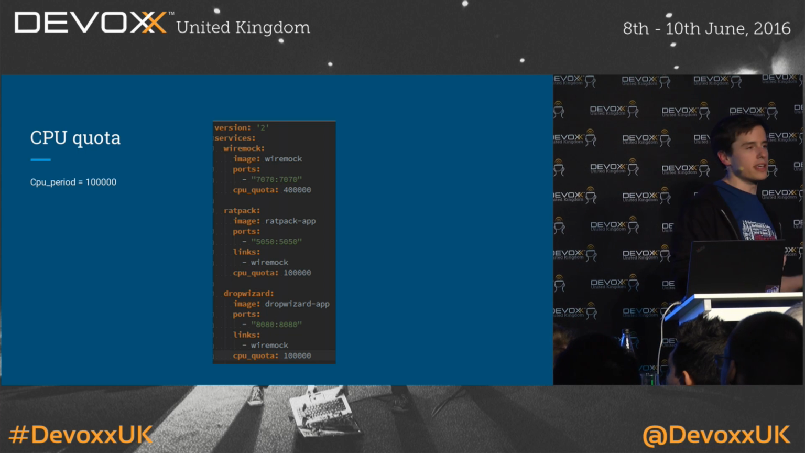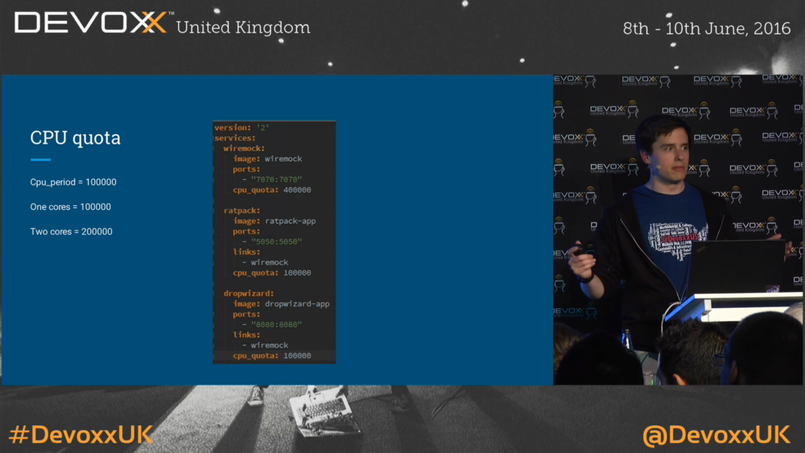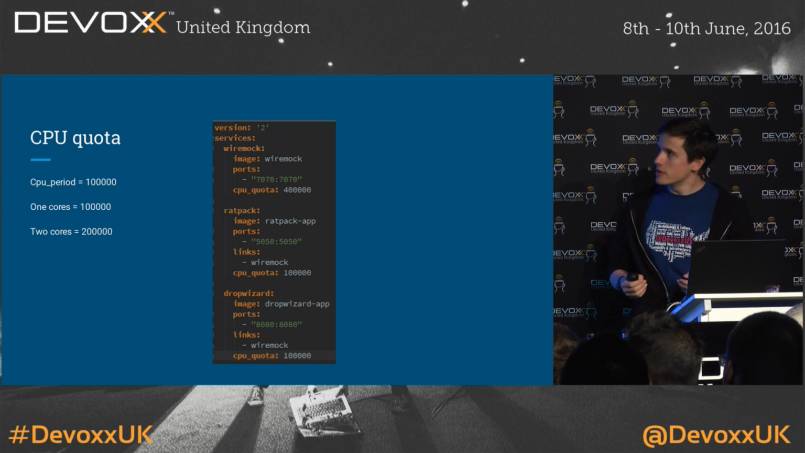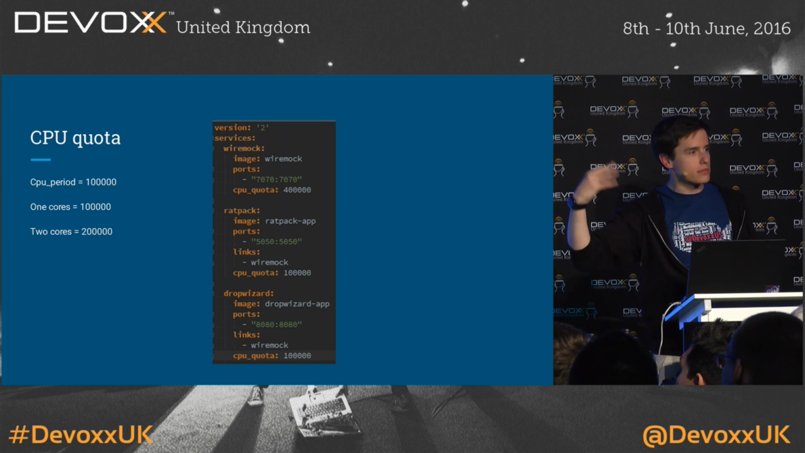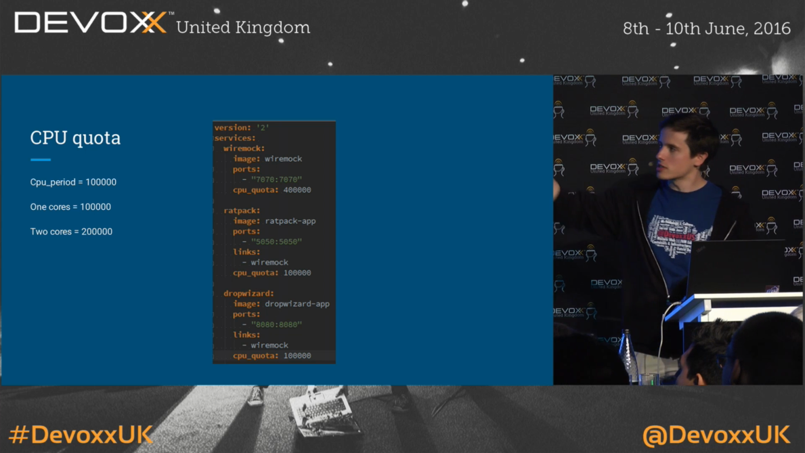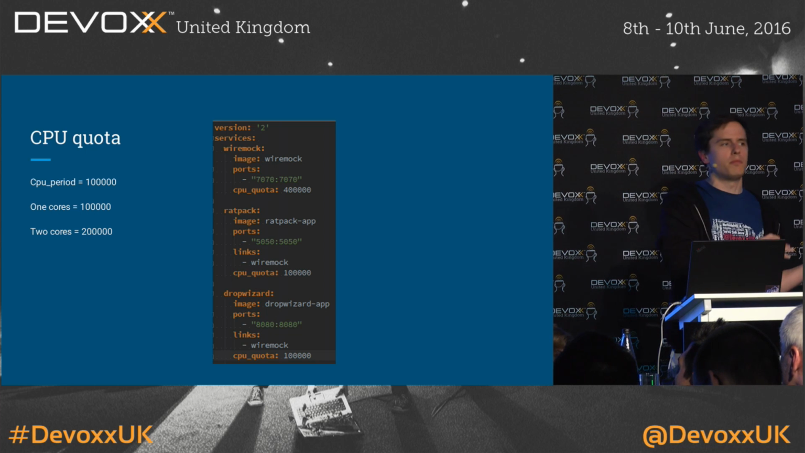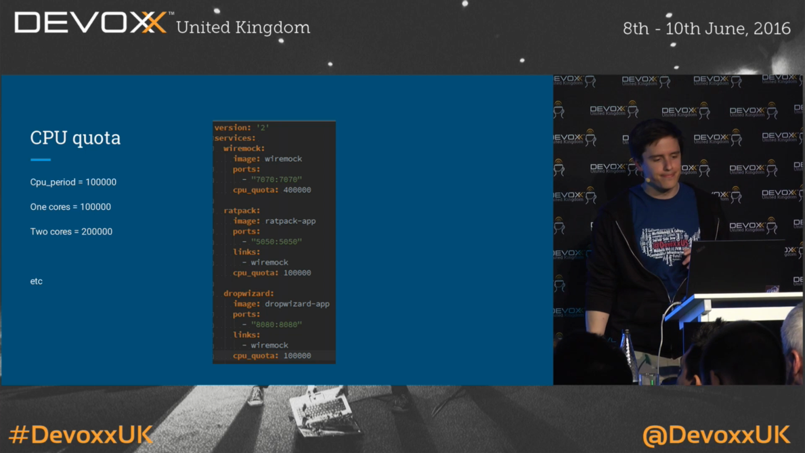If you want 2 cores or something equivalent to 2 cores, then you could say I want 200,000 microseconds of CPU time every 100,000 microseconds. And because you can't travel in time or anything, the only way you could get that quota is to have two CPUs available. So in this example here, we've set that the WireMock gets a quota of 400,000 every 100,000 microseconds. It's like 4 cores. And then we've just given the Ratpack and the Dropwizard application 1 each. So it's similar-ish to the CPU sets example, except it doesn't matter which CPU we end up on now. It might not even be the same one.